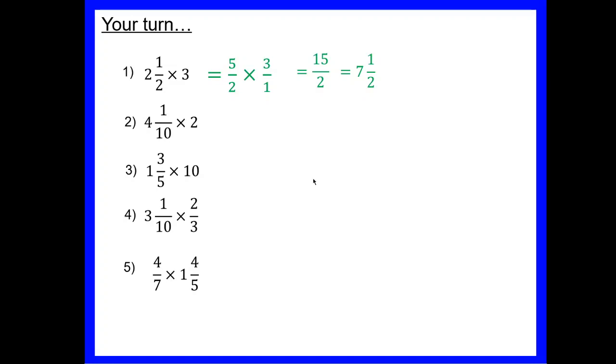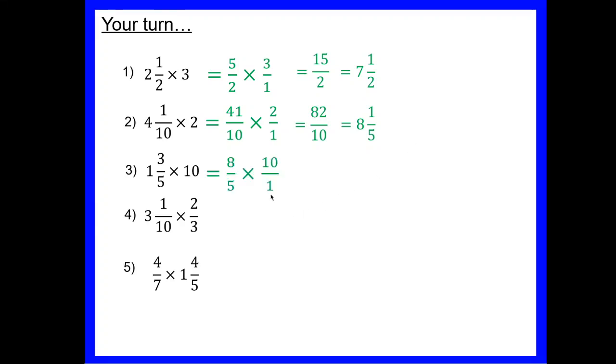Our next one, the same idea. So we get 41 over 10 times 2 over 1. 41 times 2 is 82, and 10 times 1 is 10. 10 fits into 82 8 times with 2 remaining, and our 2/10 can be simplified to 1/5. So I've just simplified them straight away there.